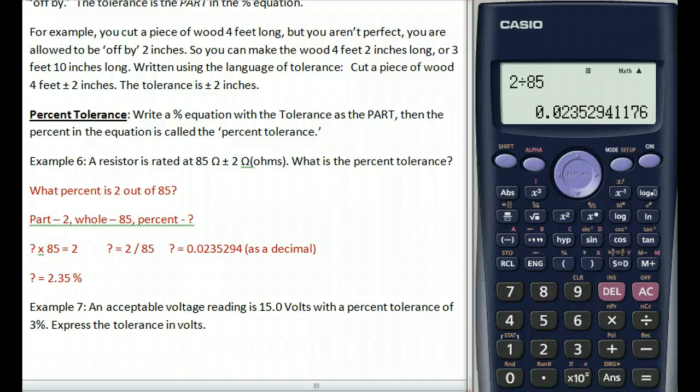And so you can see the percent tolerance written, it would be written as 85 ohms. That little Greek symbol is the word ohms. And then it would be plus or minus, which is a tricky symbol to do. And then it'd be 2.35%. So you'll see it written as a percent, or you'll see it written as a number with units, and you have to do the appropriate answer.